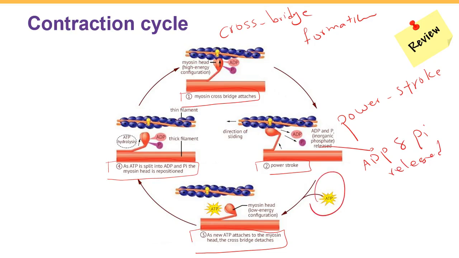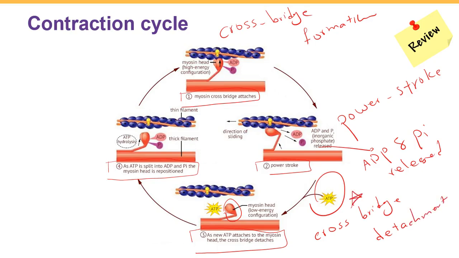Then the myosin gets tired and says, hey, I need new energy. At this time, a new ATP molecule binds to the myosin head. Then it says, I need a little bit of rest. That's the reason detachment is going to happen. The new ATP molecule binds to the myosin head, causing the myosin to detach. So we have cross bridge detachment.